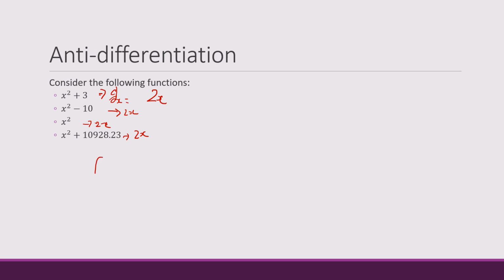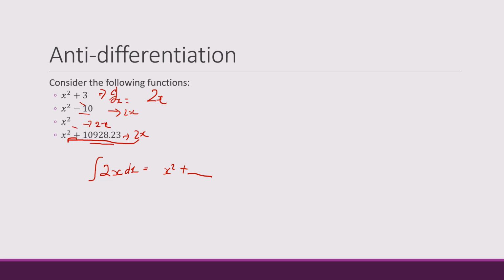But if we want to go in reverse, if we want to work out the antiderivative of 2x, we know it's going to start off with x squared, right? So if we've got our derivative of 2x, if we want to go backwards, if we want to antiderive, we'll get x squared. But what number will be on the end? It could be plus 3, it could be minus 10, it could be nothing. It could be something random.